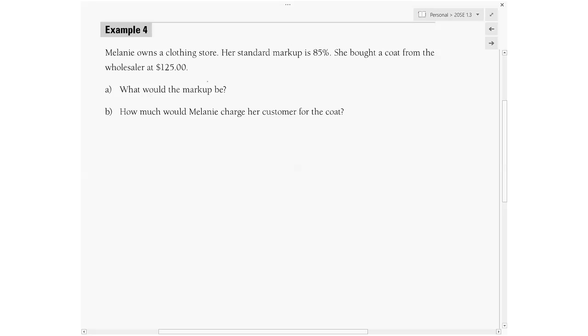In example 4, we have Melanie owning a clothing store and her standard markup is 85%. So before we get on to this question, what exactly is markup? Well, markup is the amount of money that we add on to what we paid for something.